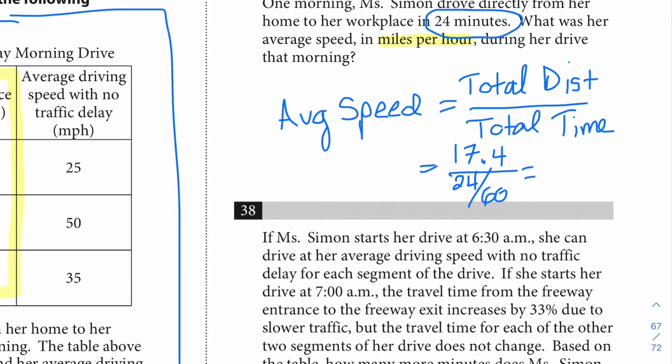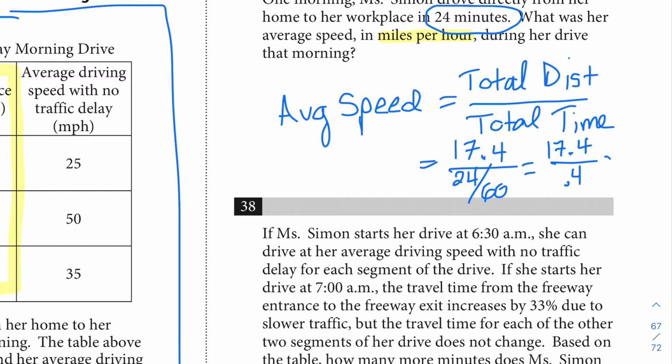And so when we do that, 24 divided by 60 comes out to be 0.4. And then when we calculate 17.4 divided by 0.4, we get for our total.